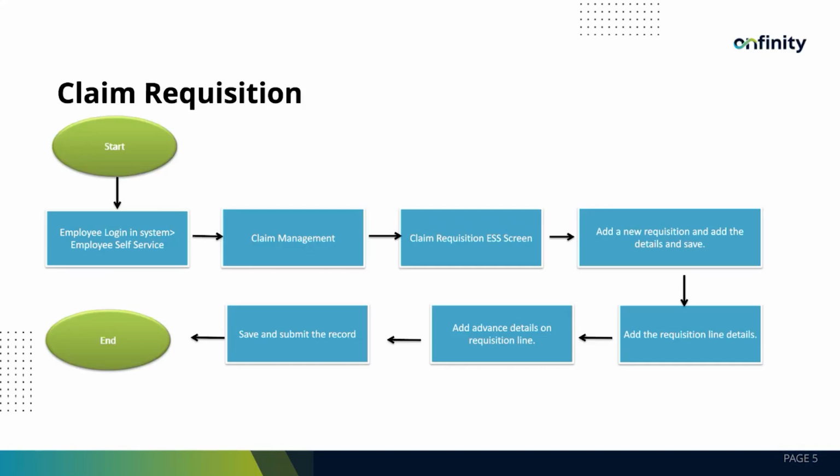Now we will go through the steps. The employee will log into the system and go to the employee self-service section. Within ESS, the claim management module should be selected. Then go to the claim requisition ESS screen. A new requisition needs to be created. Then enter the details and save the entry. Add the requisition line, including the advance details. Finally, the record needs to be saved and submitted.